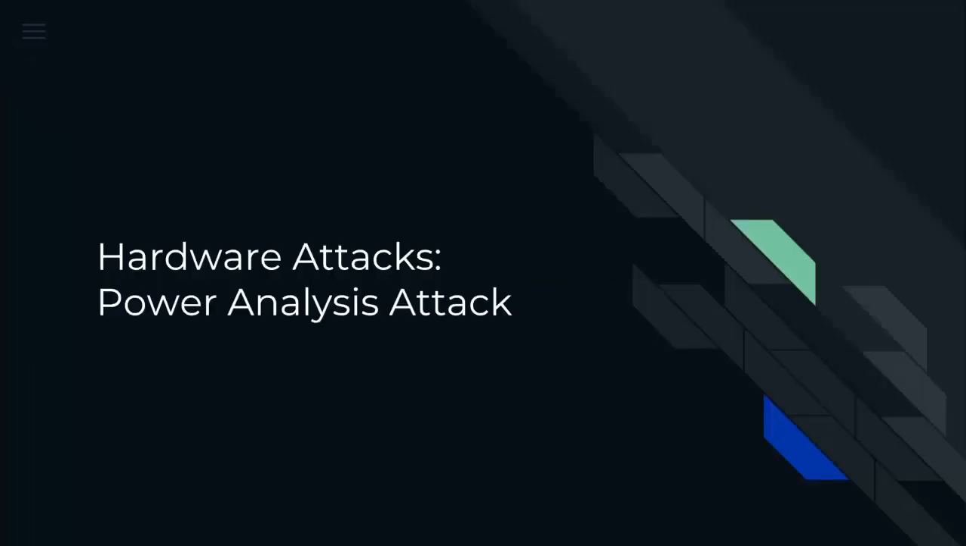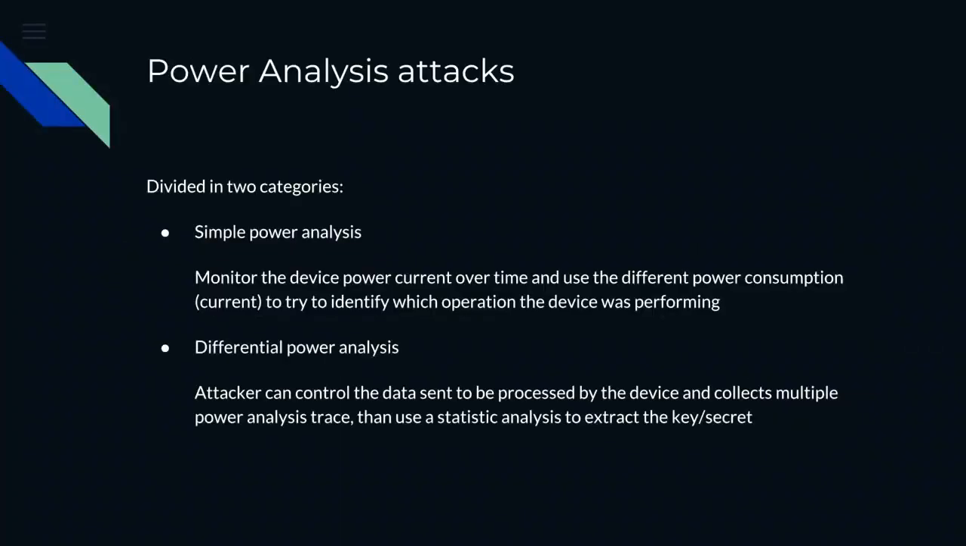Another kind of attack is the power analysis attack. There are two different ways to perform that. One is simple power analysis. Basically, you monitor the device current, how much current the device is using at that time, and sometimes you can guess what operation the device is doing, because different opcodes on the processor have different power consumption. For instance, the assembly instruction add would usually use less power than multiplication.